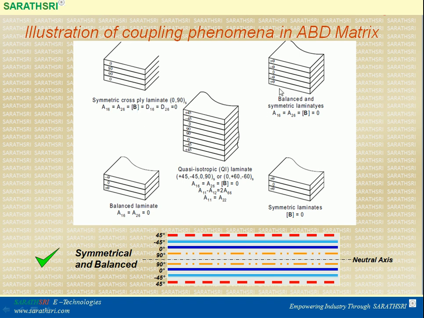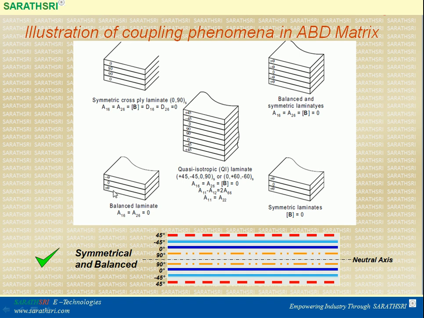But in case of a balanced and symmetric laminate, we have A16 equal to A26 equal to 0, and at the same time B matrix is 0, because it is symmetric and balanced with 0, 90 and 0 plus theta and 90. So in a balanced laminate, A16 and A26 are 0, where exactly we have theta and minus theta.